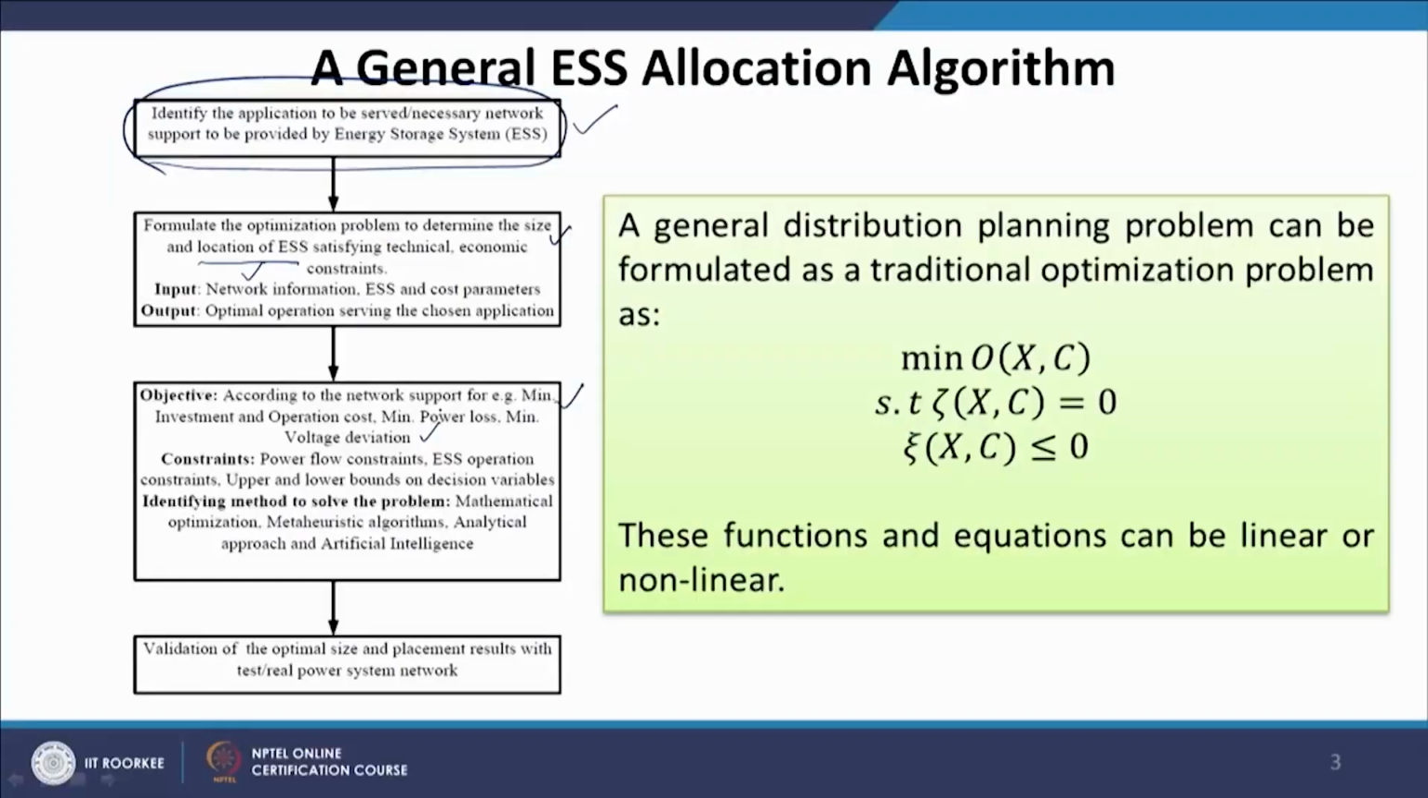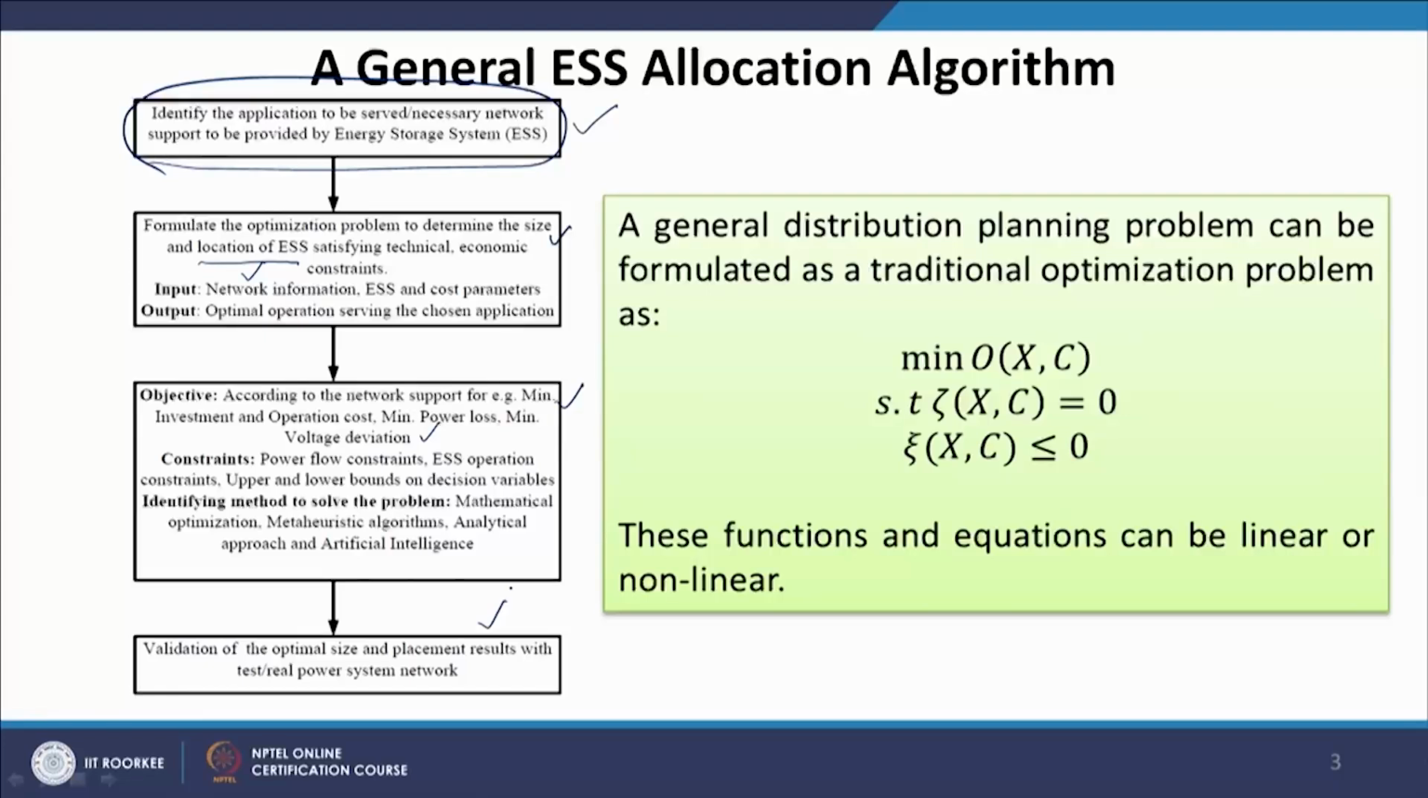Now, you have to identify what method to go for to solve such a challenging problem. There you can either go for mathematical optimization techniques, metaheuristic algorithms, analytical approaches, and AI and machine learning technologies. Finally, you have to validate the optimal size and placement results with real-time power networks. So, once you get the simulation outcome, you have to get into the real system, place it and see whether it is actually performing as expected or not.